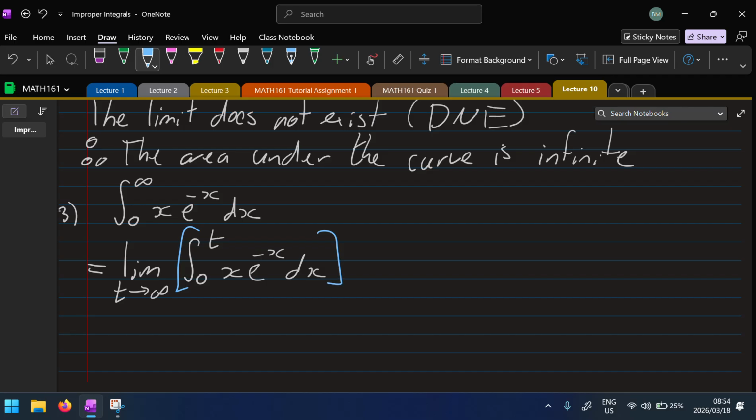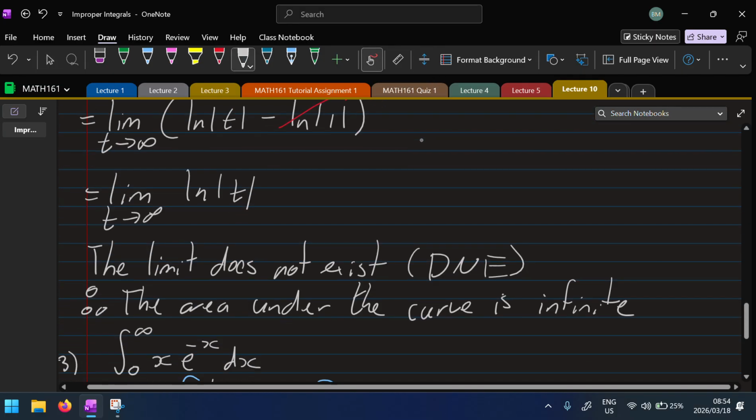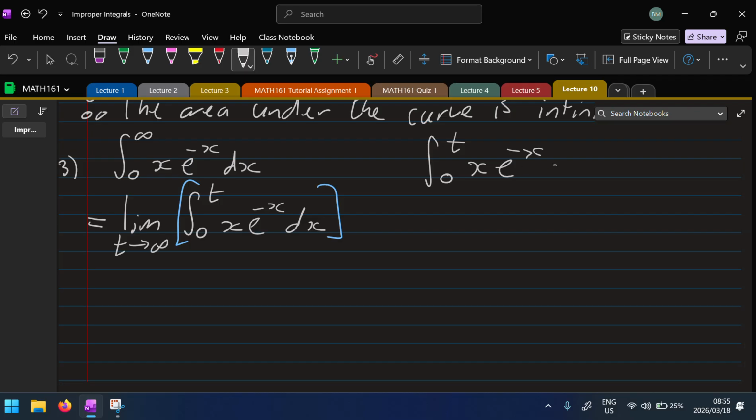So now we have this integral in blue there to do. We forget the limit, we just do the integral as normal, and then right at the end, we can take the limits. Okay, so let's just do this on the side here. So we have the integral from 0 to t, x e to the minus x dx. We're going to treat it just as a normal integral and then do the limit.